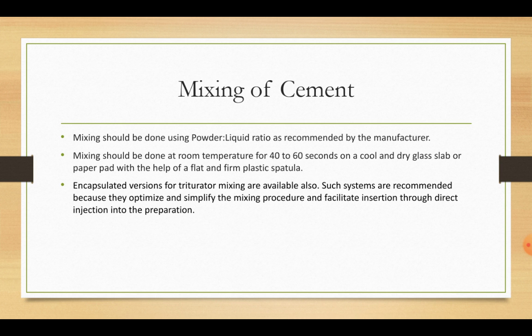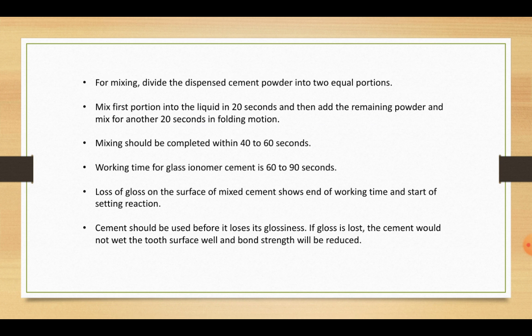That means encapsulated versions of GIC are also used, which can be pre-mixed through trituration, and then the mixing procedure is simplified and they are inserted with the help of a direct injection technique into the preparation. For mixing, divide the dispensed cement powder into two equal parts. Mix the first portion into the liquid in 20 seconds and then add the remaining powder and mix for another 20 seconds in a folding motion.